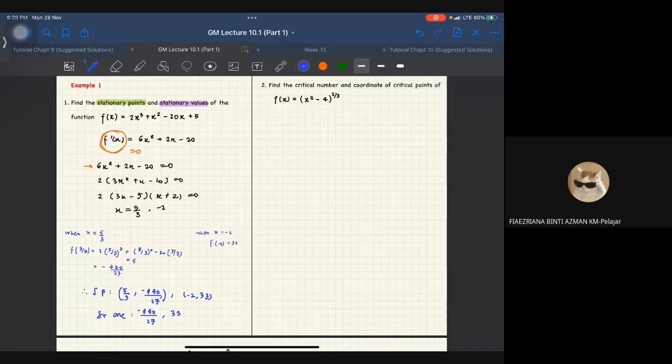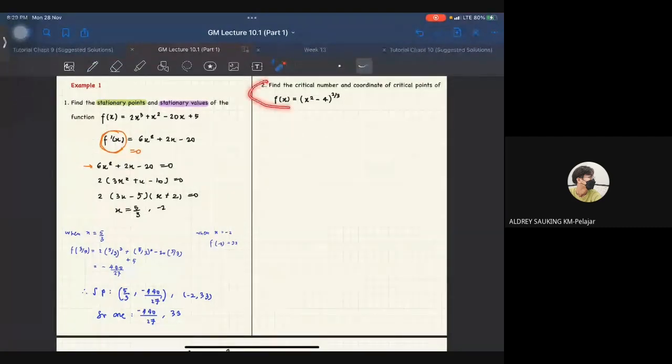Boleh, Miss. Boleh, Miss. Boleh, Miss. Okay, good. So kalau boleh, apa kata awak cuba settlekan this second question. Okay, so baca soalan betul-betul.